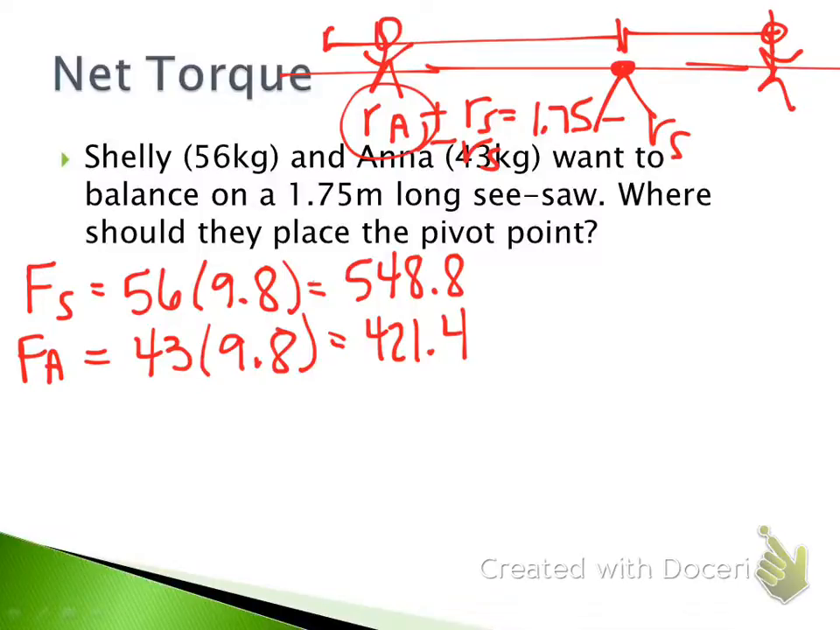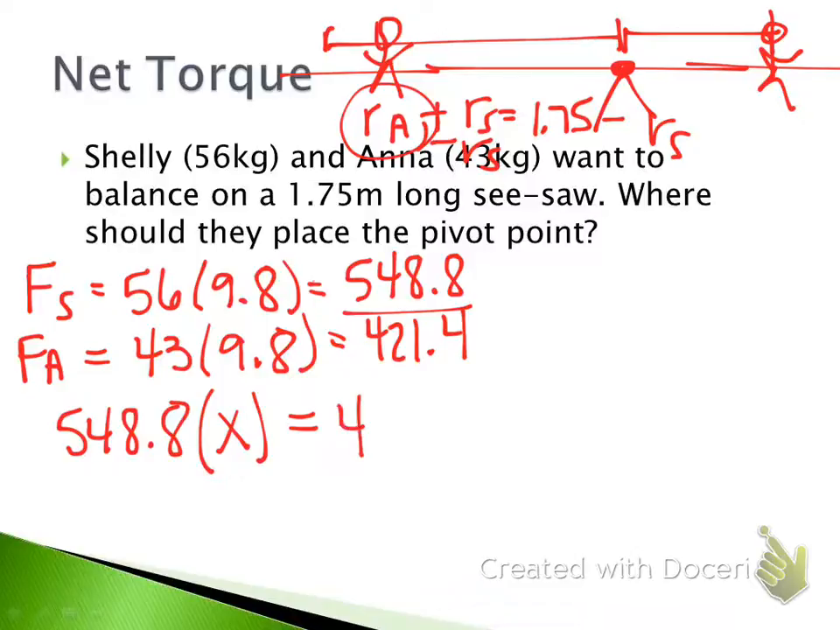All right. So I need 548.8 times her radius. Do you want to just plug that in as x, or would you rather it r sub something? That would equal the second force times 1.75 minus x. Do we see where that's coming from?